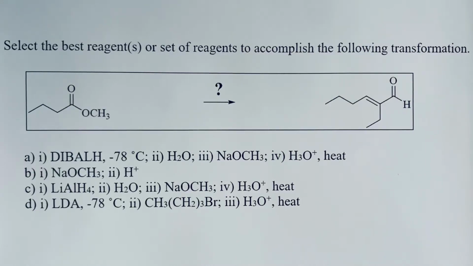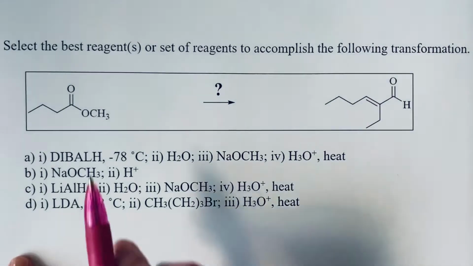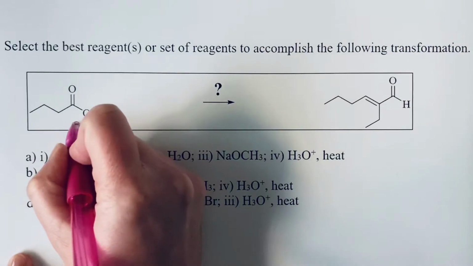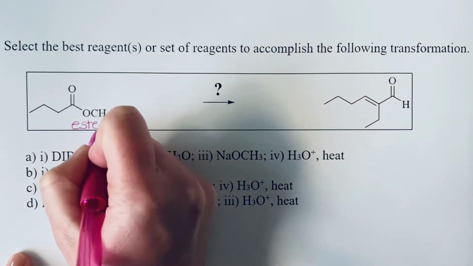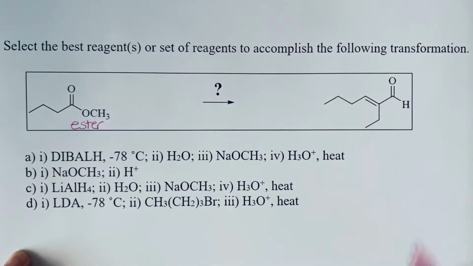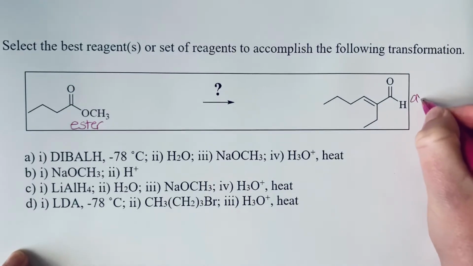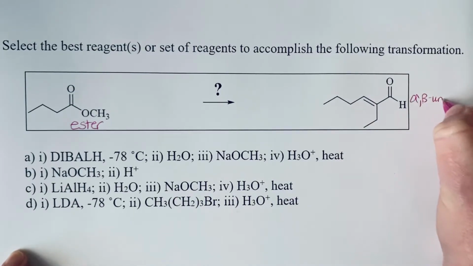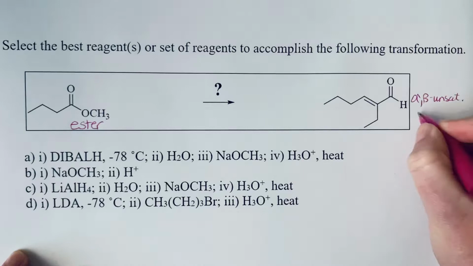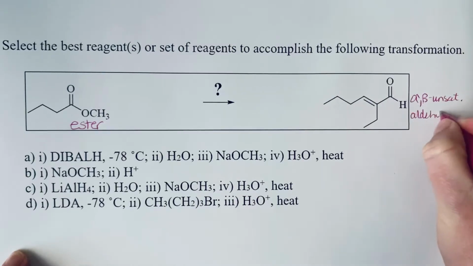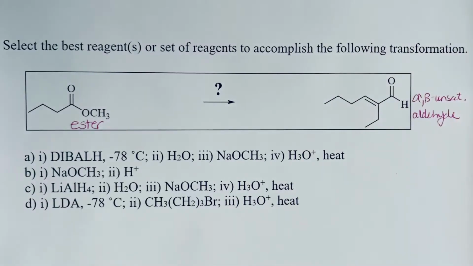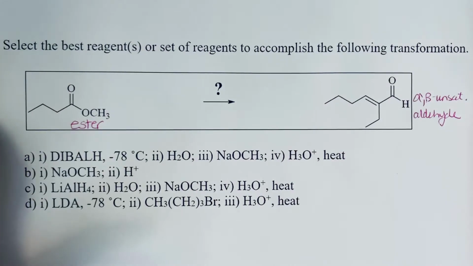Select the best reagents or set of reagents to accomplish the following transformation. So if we take a look at what we're starting with, an ester. And what we're ending up with is this alpha beta unsaturated aldehyde. So we've got quite a change in functional group here.